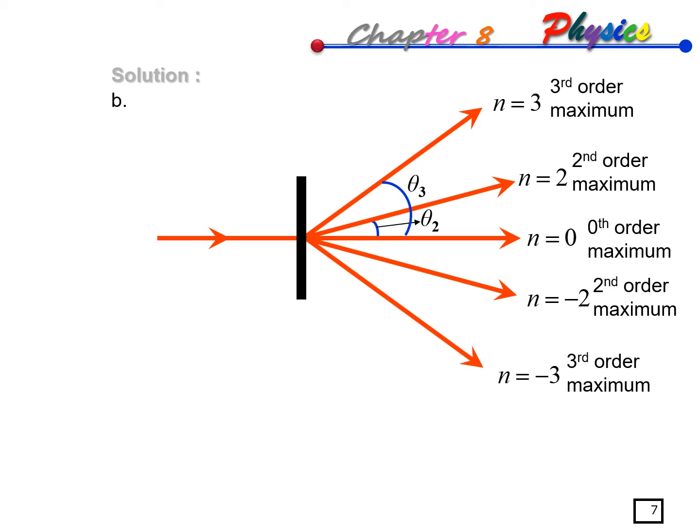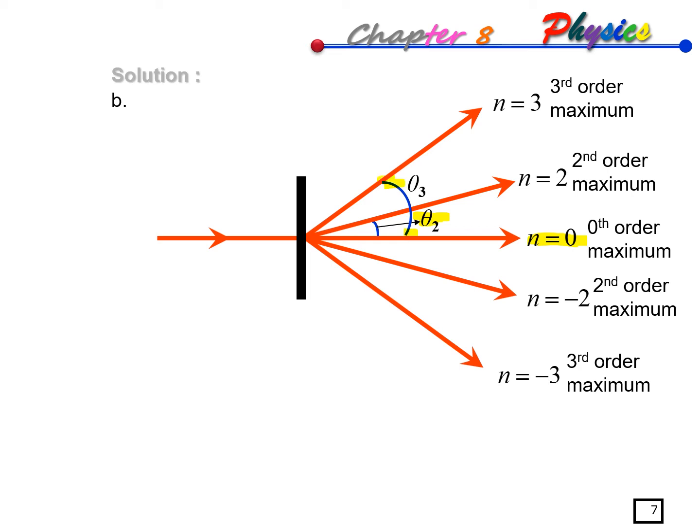So if we draw for reference, the n equals 0 order will be a maximum, the central maximum. Now if we calculate from the equation, we will end up with theta 2. The theta 2 will be the angle from the 0 order up to the second order, and then theta 3 will be the angle between 0 to the third order.